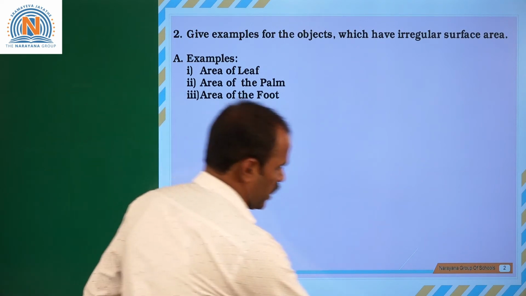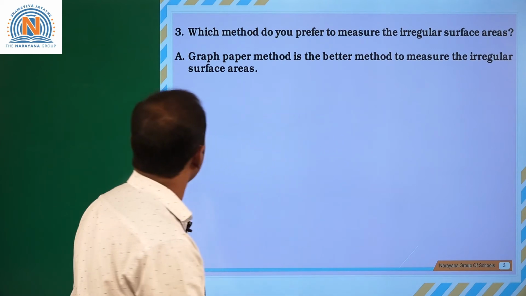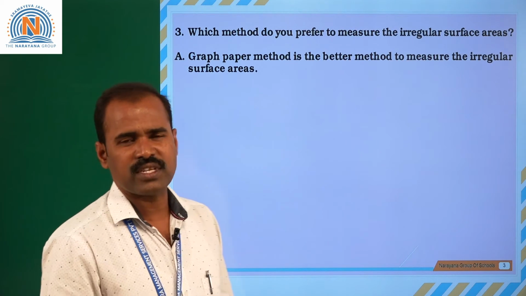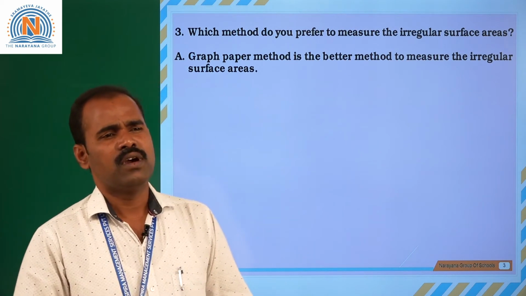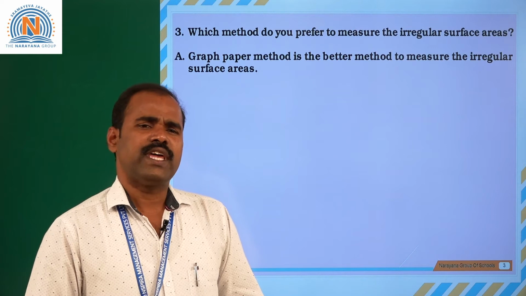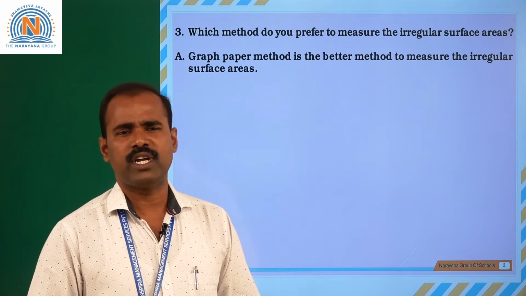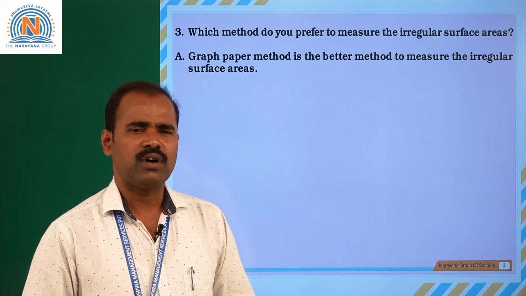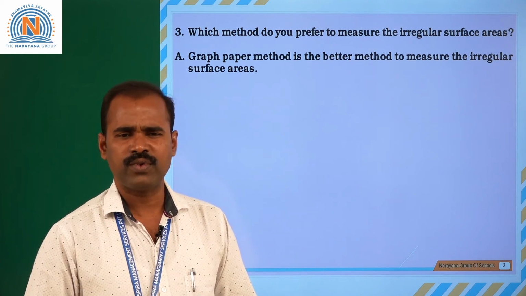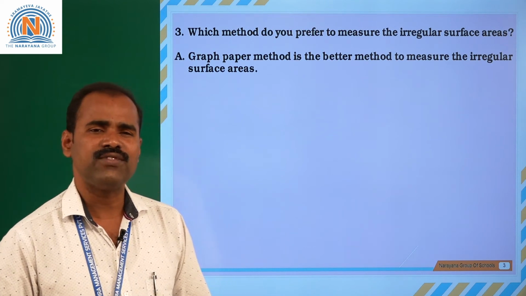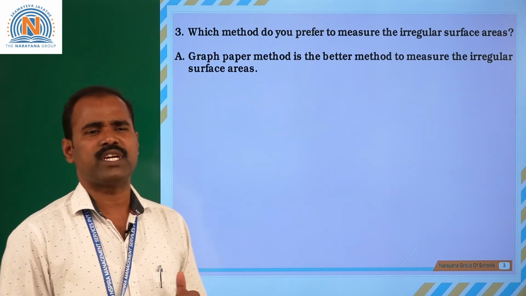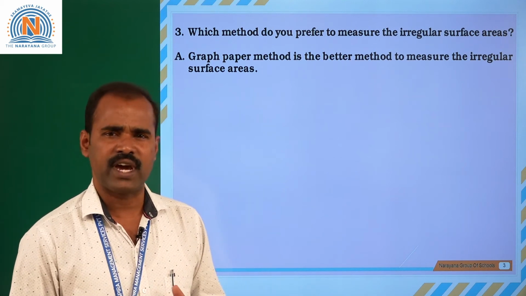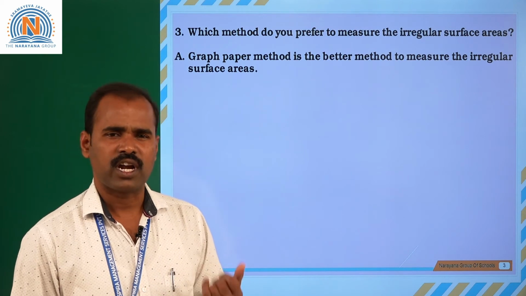Next question, which method do you prefer to measure the irregular surface areas? Already we discussed in the activity, that is measurement of surface area of the leaf. In that, which method do we prefer? That is the graphical method, the graph paper method is preferable, so that we can measure the irregular surface areas by using graph paper.